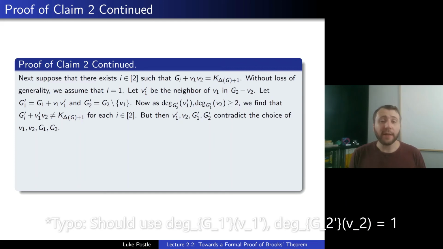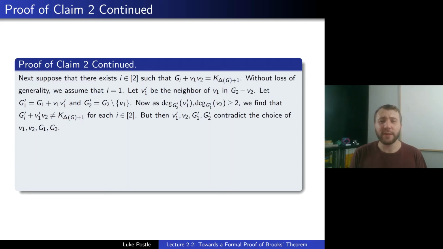the complete graph. Why? Because look at the degree in g2 prime of v1 prime. Well, it only had one neighbor into the other side, namely v1, so it'd have to have at least 2 because delta is greater than or equal to 3. And now, what about the degree in g1 prime? Well, then v2 would have to have at least 2 neighbors back into g1 prime, and we find that gi prime plus this edge does not equal K delta of g plus 1 for each i in 1, 2. But then v1 prime, v2, and g1 prime, g2 prime contradict this choice of v1, v2, g1, g2.